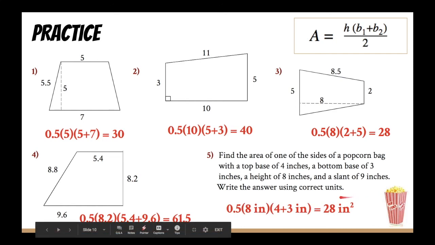Again, we can disregard the slant measurement since it's not part of the area formula. The bases added together equals 7 inches. 7 inches times 8 inches times 0.5 is equal to 28 square inches.